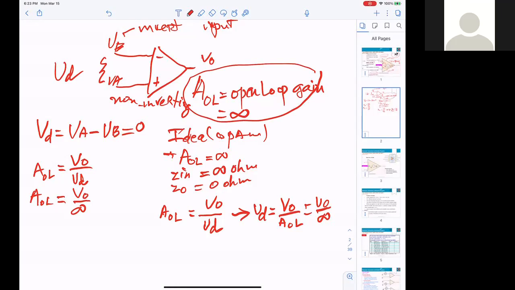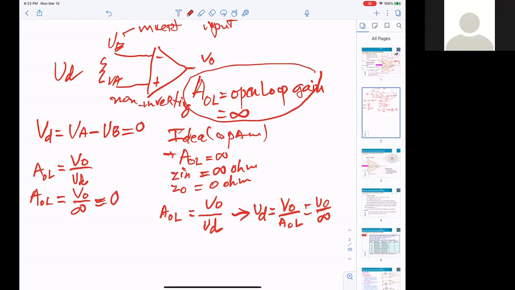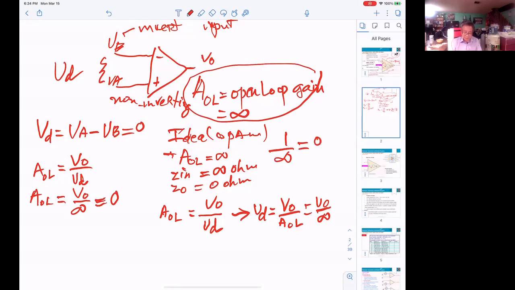Yes. So that's why you come up with equal. Is it correct? No. Why not? This equation, divide, and this equation is correct. Anything divided by infinity is 0. That's what I said.